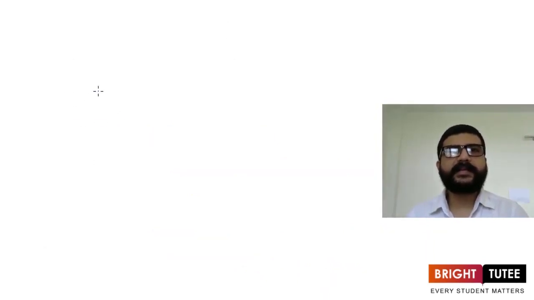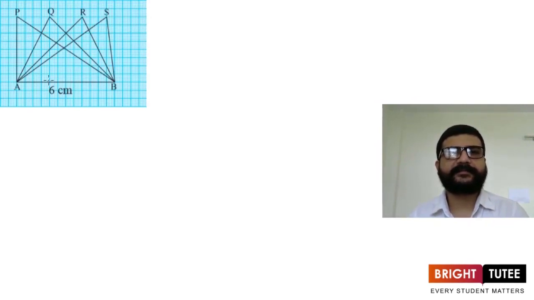So we know that if two triangles are congruent, then they are equal in area. We know this. Now what if two triangles are equal in area? Are they always congruent? Can we say that if two triangles are same in area or are equal in area, then they are always congruent? So let's consider this figure for that.